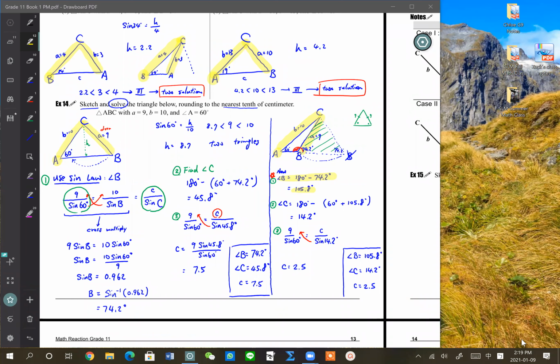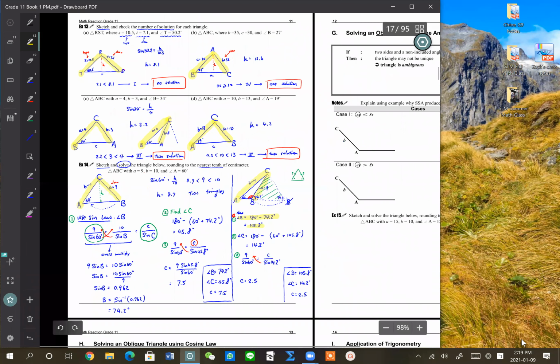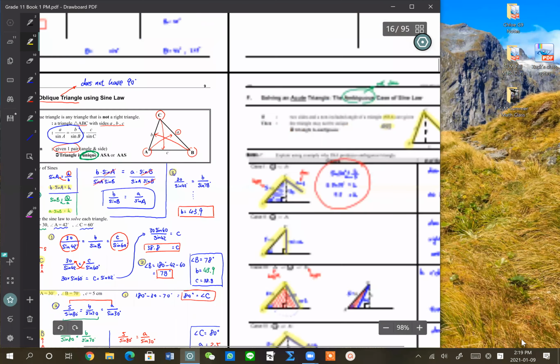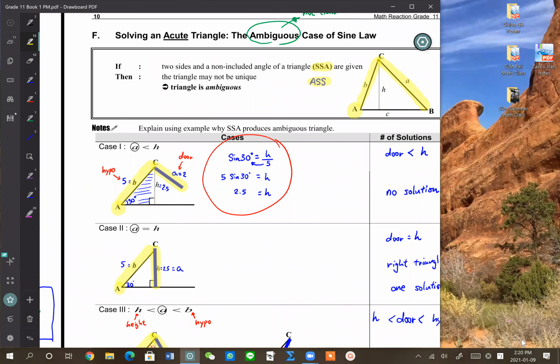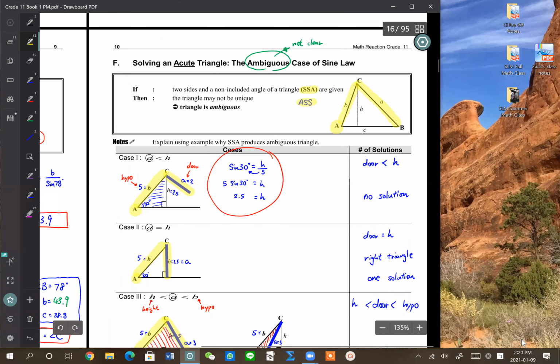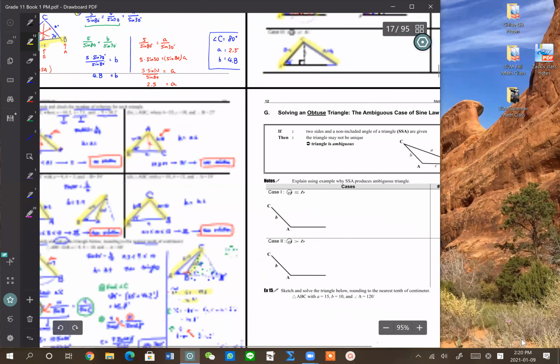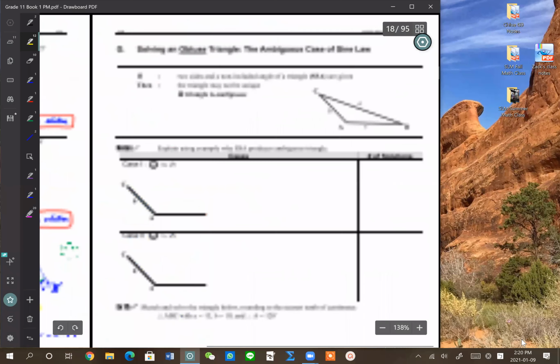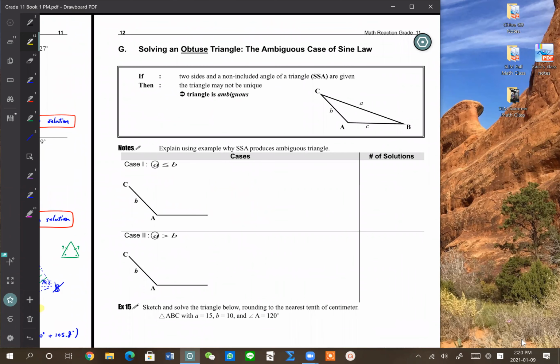So this ambiguous case is for acute. Acute means the angle they give you is less than 90 degrees. So we have an obtuse scenario. When the angle they give you is obtuse, bigger than 90, you also have ambiguous.